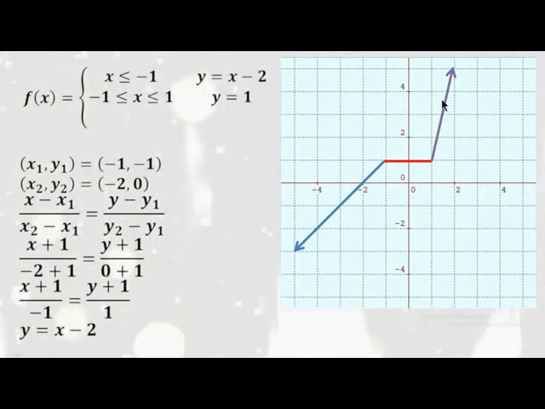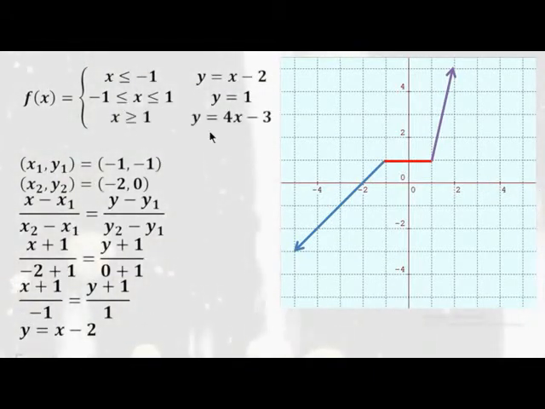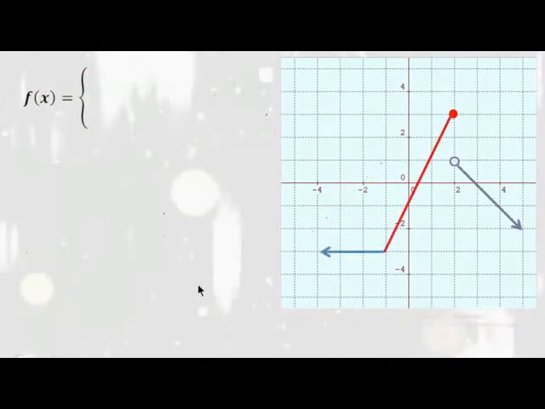How about this one? As you can see, this is also an arrow. It means this line doesn't finish here. It is infinite. So the domain starts from 1 and every number bigger than that. So the domain is x greater than or equal to 1, and the equation is y equals 4x - 3. You get this equation also from this formula, the same way as before.